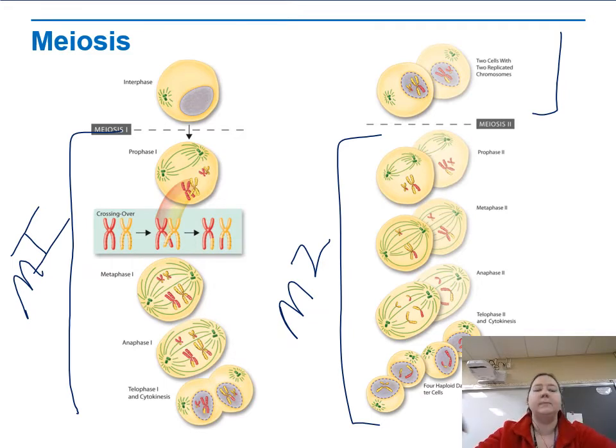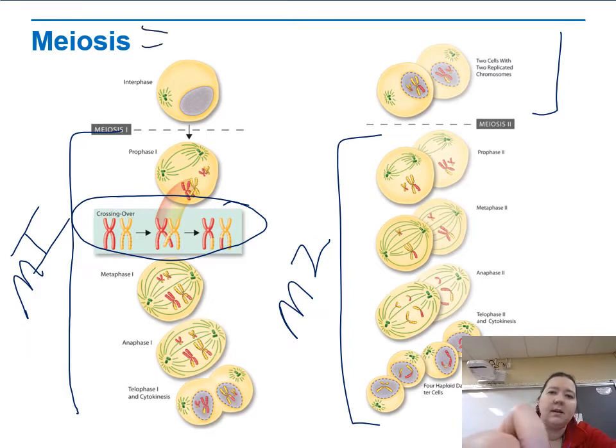The same basic things happen. The biggest difference is that in prophase 1, you see this thing called crossing over, which I'm going to talk about in just a second on the next slide. But try not to get so worked up thinking these are 2 different processes. They're very similar. It's just mitosis times 2.